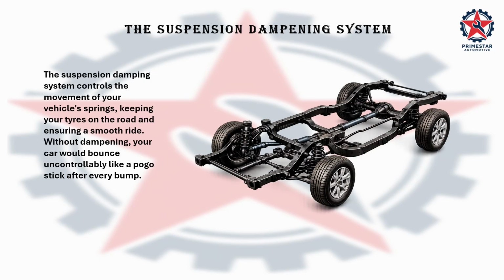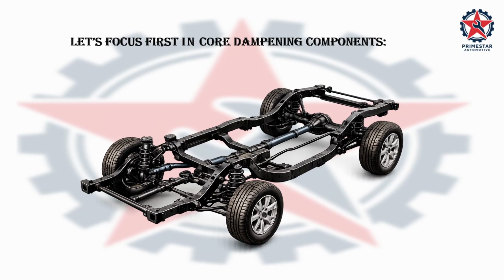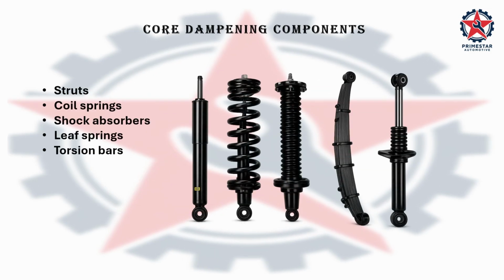The suspension dampening system controls the movement of your vehicle springs, keeps your tires on the road, and ensures a smooth ride. Without dampening, your car would bounce uncontrollably like a pogo stick after every bump. Now let's focus first on core dampening components. They are the struts, coil springs, shock absorbers, leaf springs, and torsion bars.